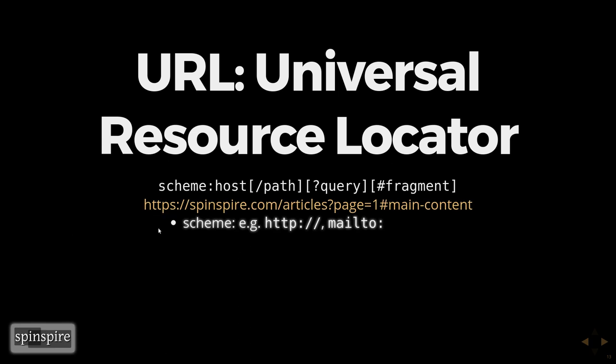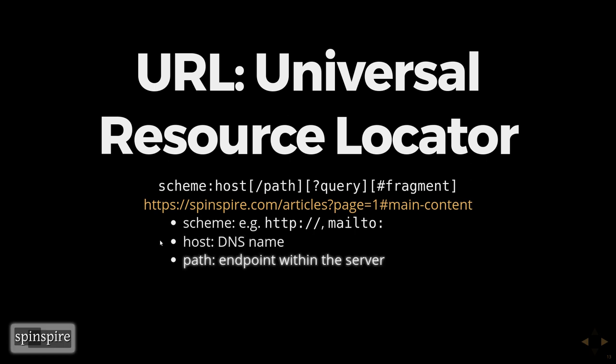It's usually a protocol, HTTP, HTTPS, but for example, there is no scheme for SMTP. Instead, you use the mailto scheme. So that's why protocols and schemes are not exactly the same every time. Then you have the host name, which is basically a DNS name. So in our case here, it's spinspire.com. It could have been server1.spinspire.com or www.spinspire.com.